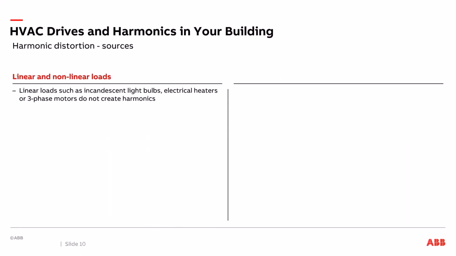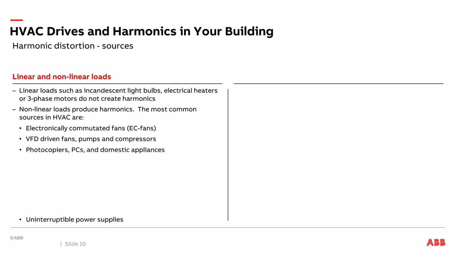Let's talk about linear and nonlinear loads. Linear loads, such as incandescent light bulbs, electrical heaters, or three-phase motors, do not create harmonics. Nonlinear loads produce harmonics, and the most common sources in HVAC are electronically commutated (EC) fans, VFD-driven fans, pumps and compressors, photocopiers, PCs, domestic appliances, uninterruptible power supplies, and LED lighting. They all create harmonics. They are nonlinear loads.